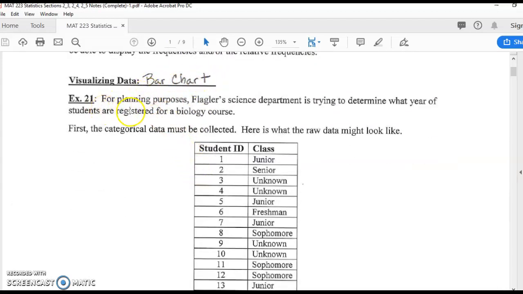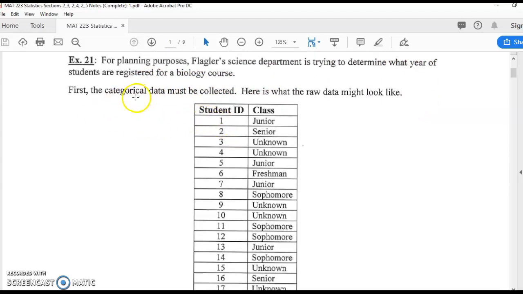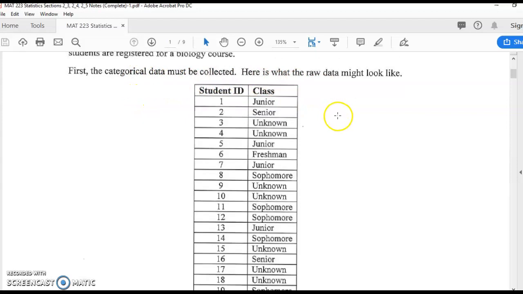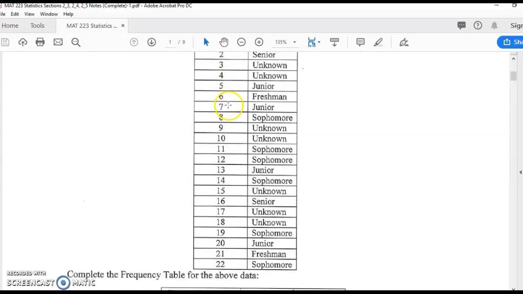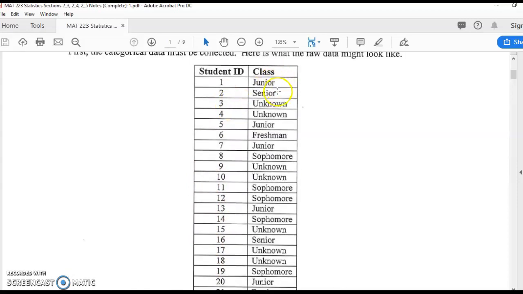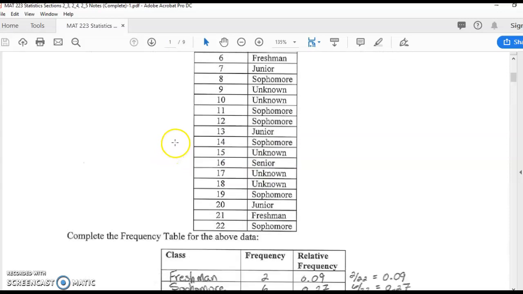So here's an example. For planning purposes, Flagler's science department is trying to determine what year of students are registered for a biology course. So first we collect the categorical data, and here's what the raw data might look like. It gives the student IDs. These are simplified, just me making them up. And then this is the class that the students are who want to take the biology class. We have a junior, a senior. This one didn't answer the question when we asked them. Same here, etc. Freshman, junior, sophomore, etc.